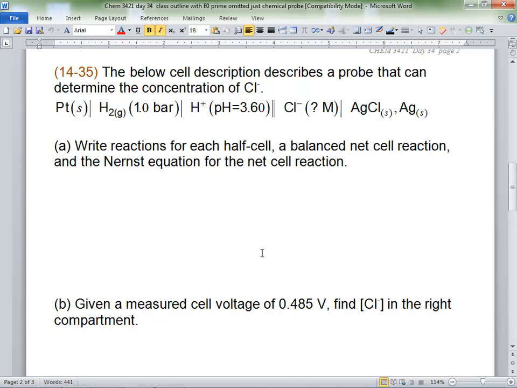So we don't have the nice pretty pictures, but here's one example. The below cell description describes a probe that can determine the concentration of chloride anions. Could be anywhere. Write the reactions for each half cell, a balanced net cell reaction, and the Nernst equation for the net cell reaction. We're on day 34. Is this different than your notes? All right, so try it.